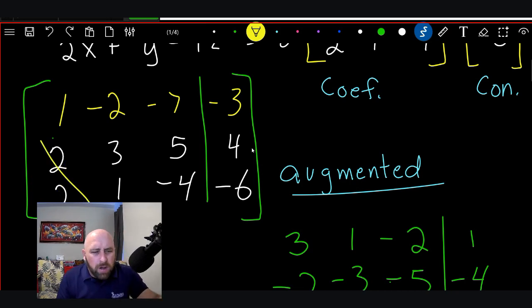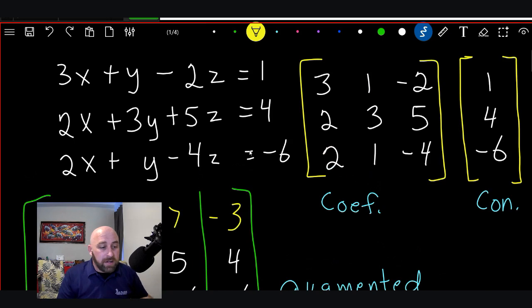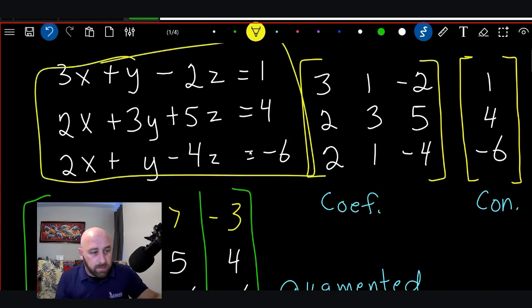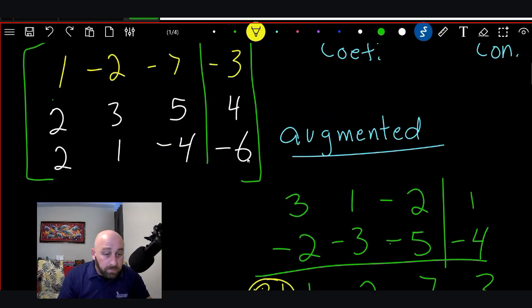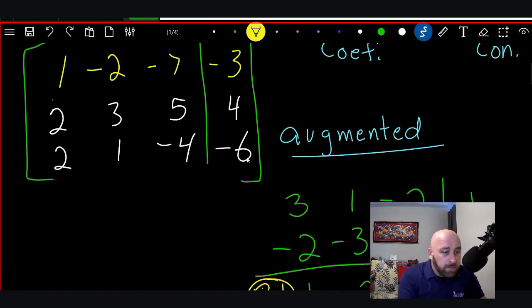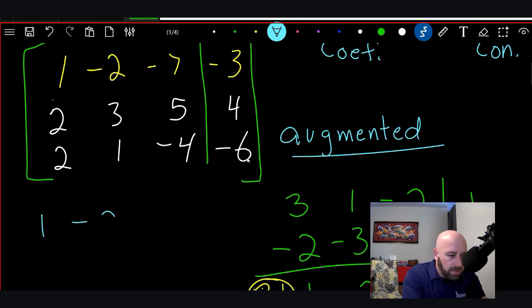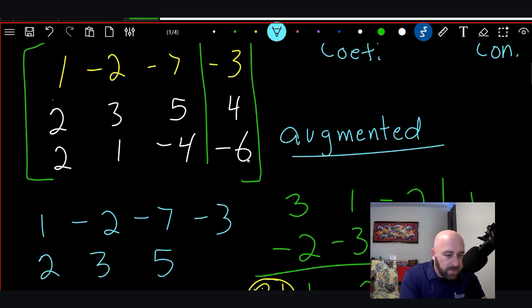Okay. Why do I want to cancel those out? Because we are doing an elimination. Remember, it's Gaussian elimination. We are trying to solve this thing, is what we're trying to do. Okay. All right. So let's go ahead and do that. Let's do these ones right here. Okay. So I'll change the color so we can try to keep it: 1, -2, -7, -3, 2, 3, 5, 4.